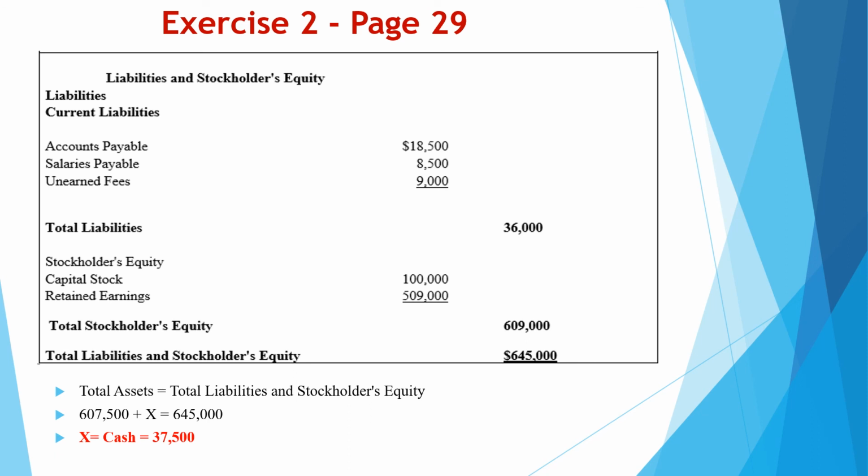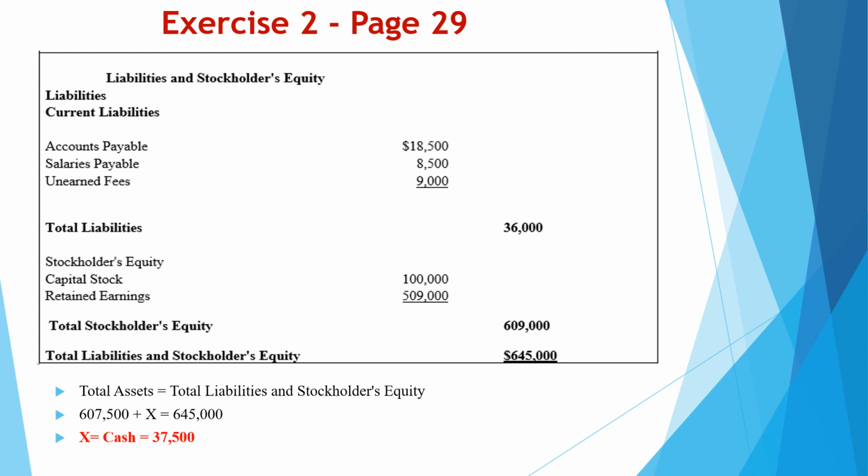The capital stock and the retained earnings should be listed under the stockholders' equity, and the balances of the capital stock and the retained earnings are given in the exercise. So we list the capital stock 100,000 and the retained earnings 509,000, and the total stockholders' equity equals 100,000 plus 509,000, so 609,000. The total liabilities and stockholders' equity equal total liabilities plus total stockholders' equity. So 36,000 plus 609,000 equals 645,000, which is the total liabilities and stockholders' equity.